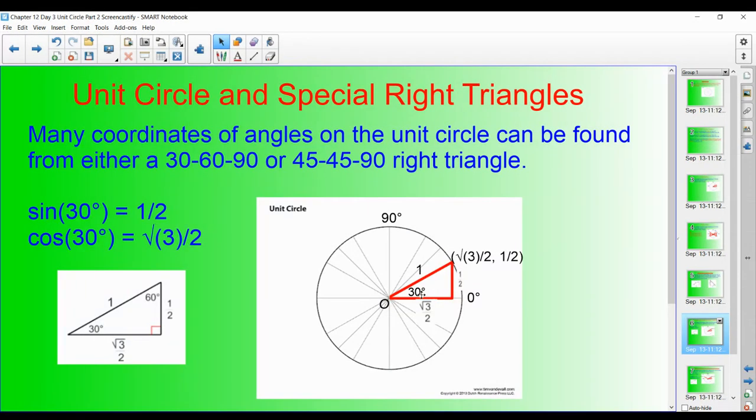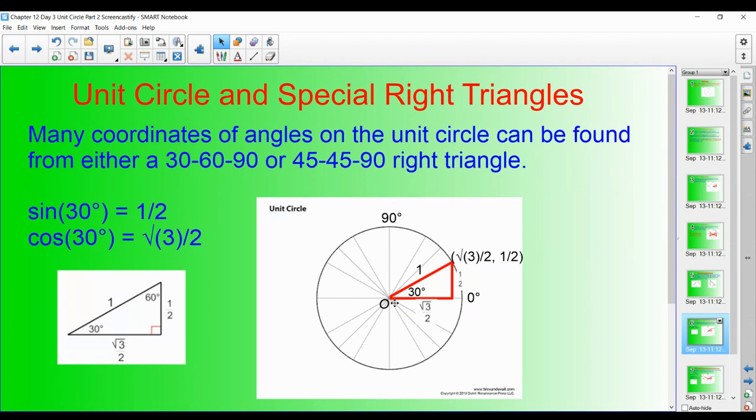So if I transpose the triangle onto this circle, I get that the base is square root of 3 over 2, and the height is 1/2. So the coordinate points, the x was square root of 3 over 2, and the height was 1/2. Now we remember that the sine is the height, which is 1/2. So the sine of 30 degrees is 1/2. It matches the y coordinate. And same thing with the x.